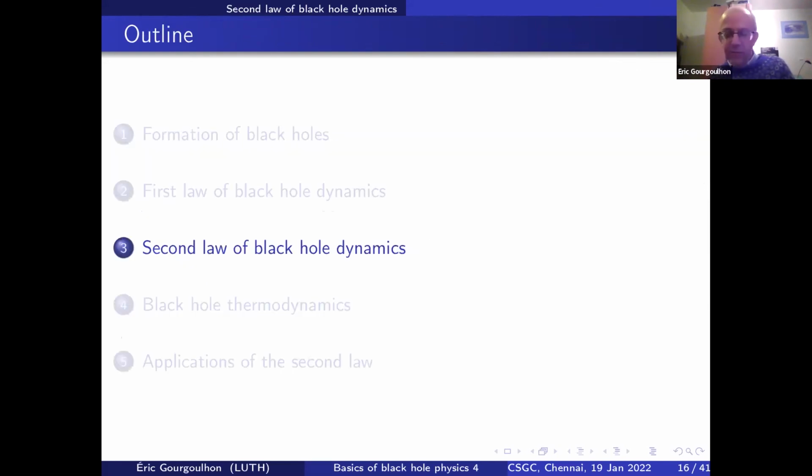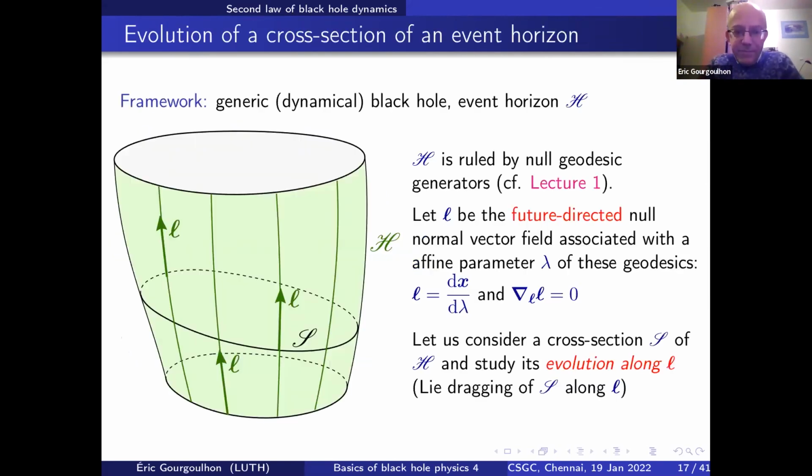Actually, we will come back after having established the second law, because the second law will provide us with some entropy for the black hole. So how do we establish the second law? Here we are going to do a little bit of computation to establish this law. But we will use tools that we have introduced in the previous lecture.